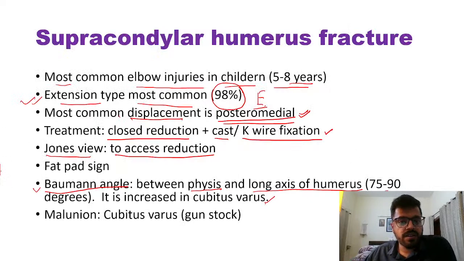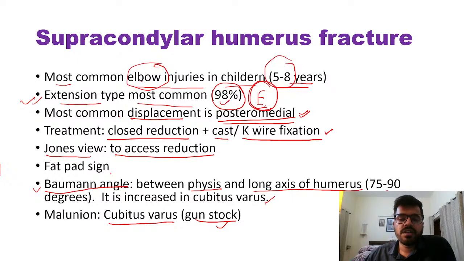Malunion occurs in supracondylar humerus fractures. It leads to cubitus varus or gunstock deformity. So all we have to remember is it is the most common elbow injury in children 5 to 8 years of age. Most common is extension type, more than 98%. And most common displacement is posteromedial. And we do Jones view for assessing reduction, and we see Bowman's angle on AP view. Malunion causes gunstock deformity.